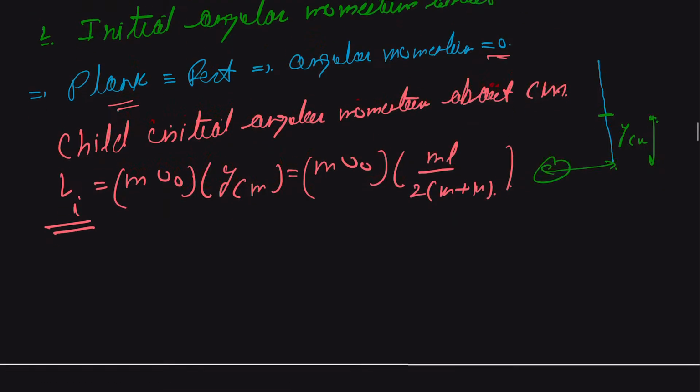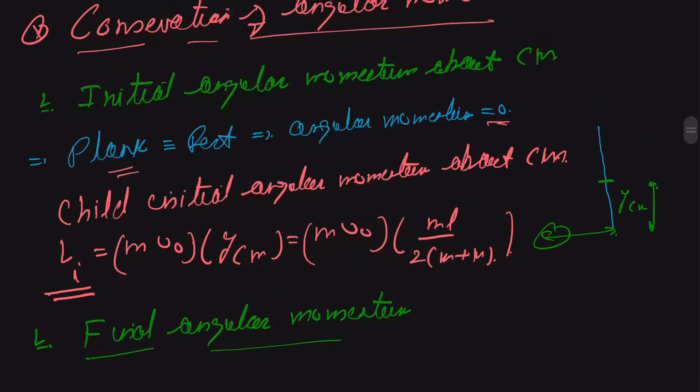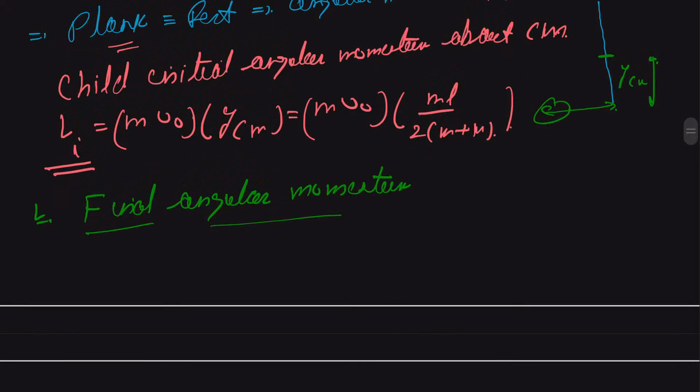Now we come to our final angular momentum. The system is rotating as a rigid body about its center of mass with angular velocity omega. So we come to our final angular momentum about the center of mass, and the center of mass is about this point.